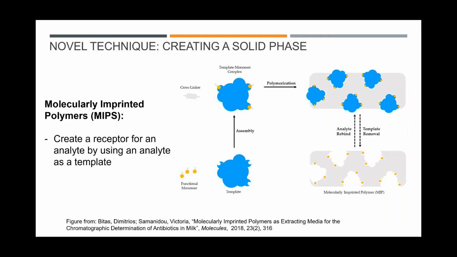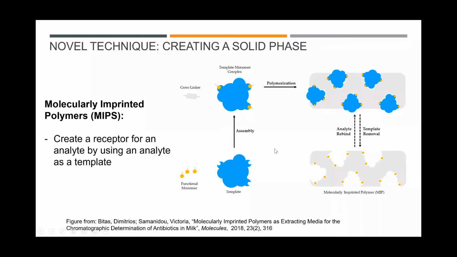So molecularly imprinted polymers, known as MIPs, create a receptor for an analyte by just using the analyte as a template. So you start with a template and add some functional monomers you know to be chemically active with this template. And once these monomers have bound, you have this complex that can be cross-linked, and in a polymerization reaction, it creates this solid phase here. And once you remove the template, it is a solid phase that can be used in chromatography.